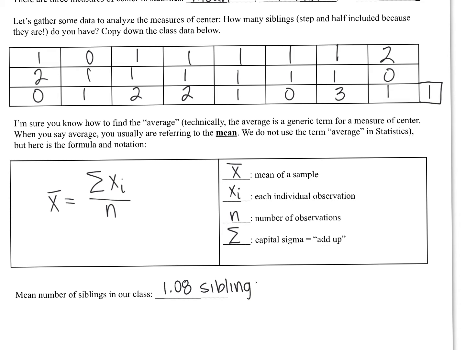Now, when we're talking about center and in a little bit spread, it is important that we include units for our data. So typically we'll just indicate it as x bar equals. We don't usually write mean number of siblings is 1.08 siblings. Typically we just write x bar equals and then we put 1.08, and that's where we need to have the units to indicate that we're talking about siblings so we know what the data is describing.